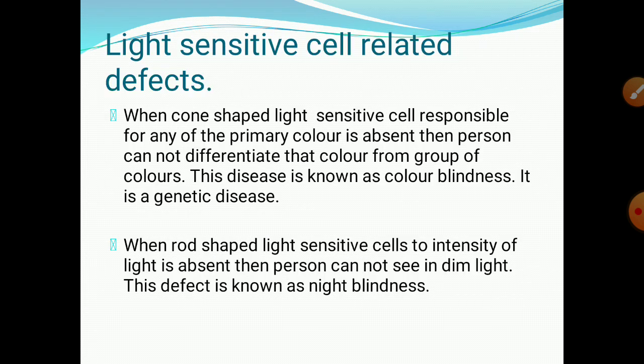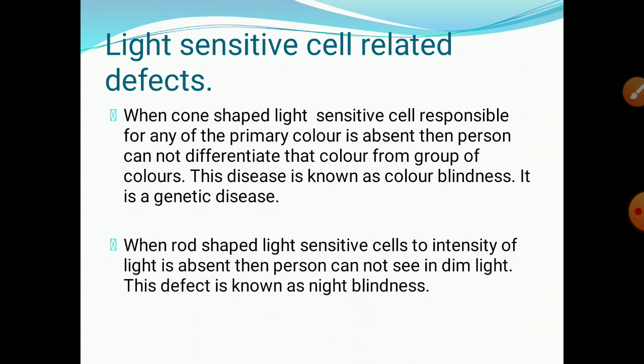When the cone shaped light sensitive cells responsible for any of the primary colors are absent, then the person cannot differentiate that color from the group of colors. This disease is known as color blindness. It is a genetic disease.